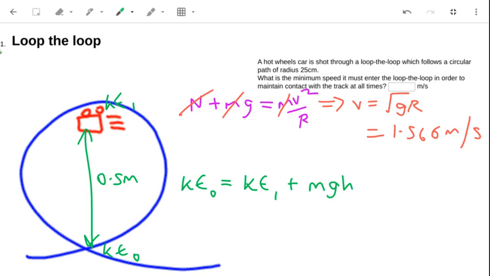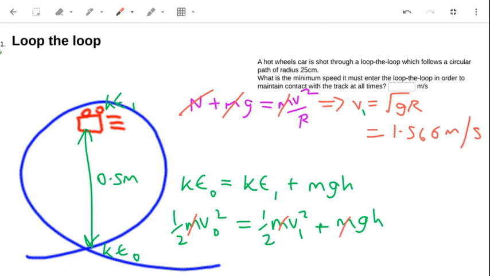The height is 0.5 meters, so I've got a half v0 squared, which is the velocity that I want to find out. That's going to be a half v1 squared, which is this thing, plus mgh. Once again, we're cancelling the masses, and I'm going to multiply everything by 2, so that gives me 2gh. So all in all, I get v0 squared equals v1 squared plus 2gh.